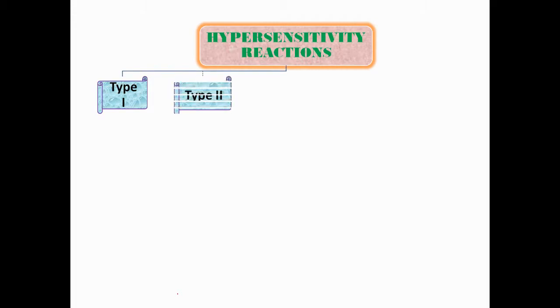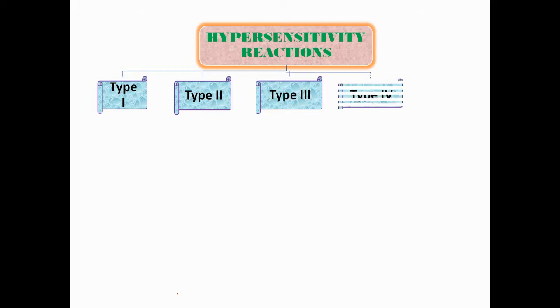Coming to the classification of hypersensitivity reactions, they are classified into 5 types: type 1, type 2, type 3, type 4 and type 5. These are the 5 hypersensitivity reactions in total.